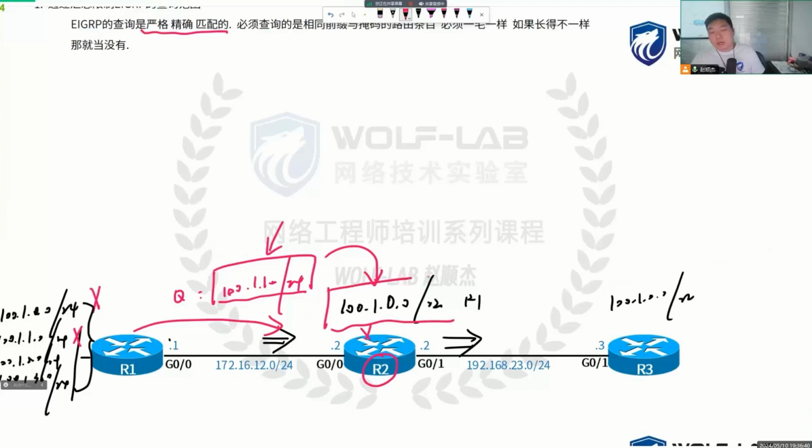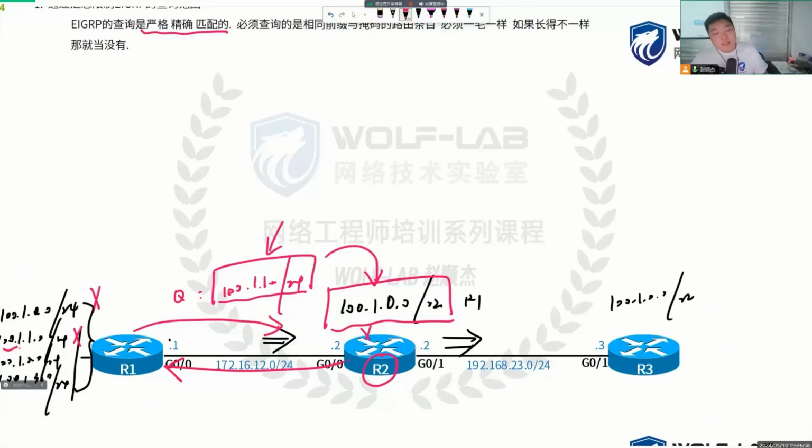Even though I can actually access this segment, I have a summary route, I can access it. But you're querying for this detailed route. If I don't have it, I just don't have it. If it looks different, then I'll quickly reply with a reply. I don't have this route entry. Can't reach it. It's just that simple and blunt.